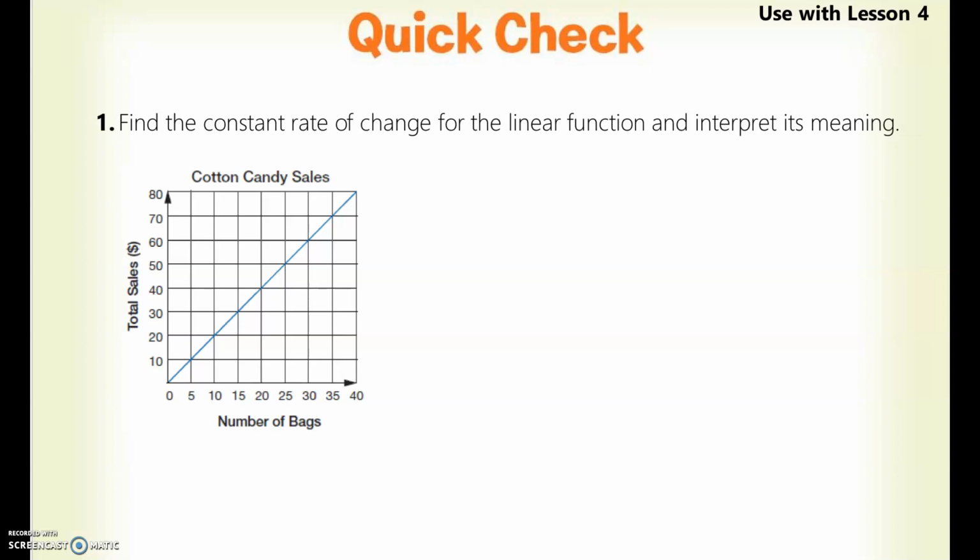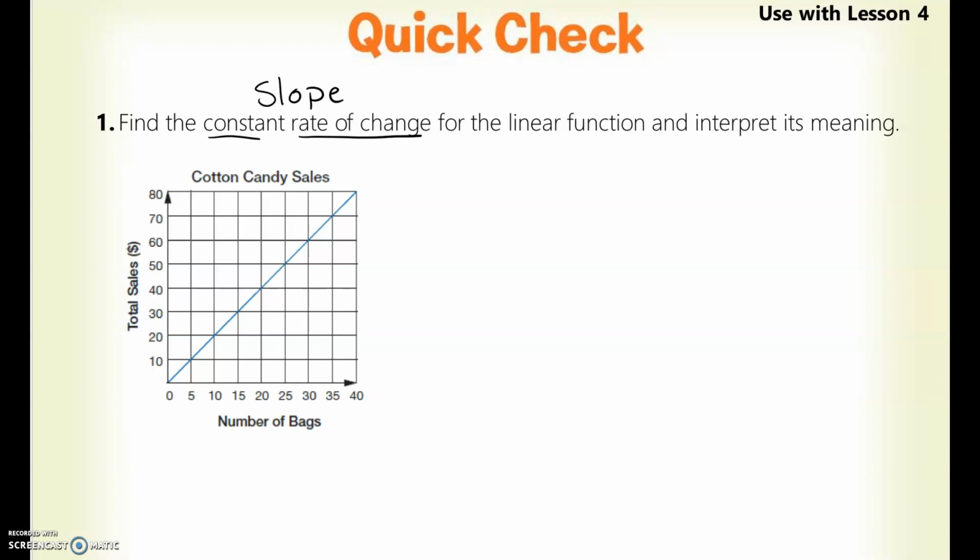Hi everyone. We are looking at finding constant rate of change and translating our knowledge of graphing to real world situations. So for this first problem, it asks us to find the constant rate of change, or slope, for this linear function and interpret its meaning.